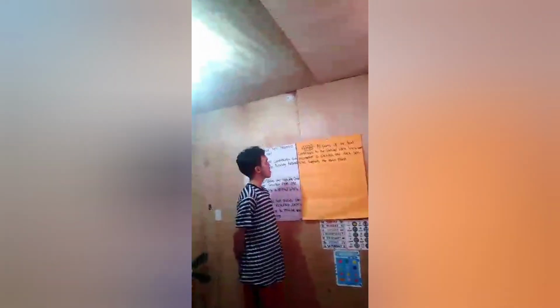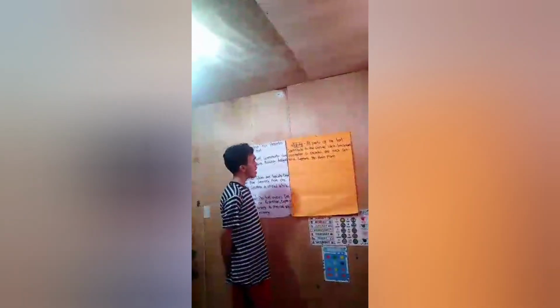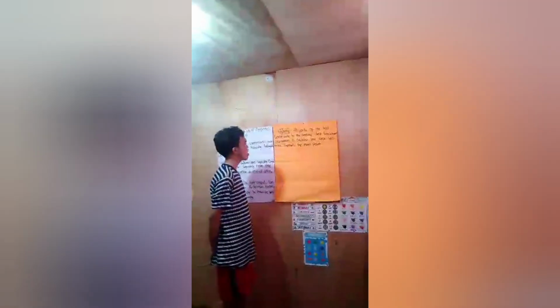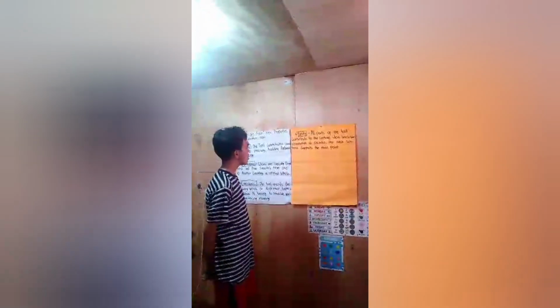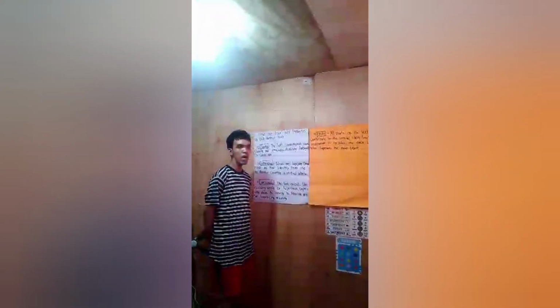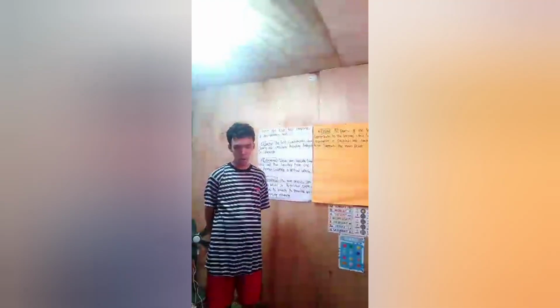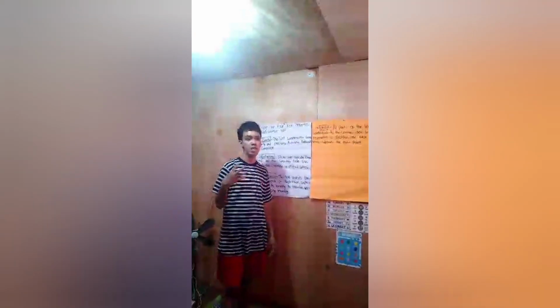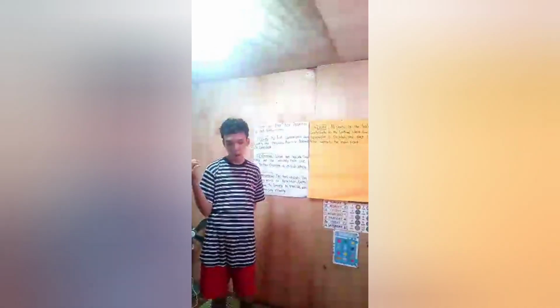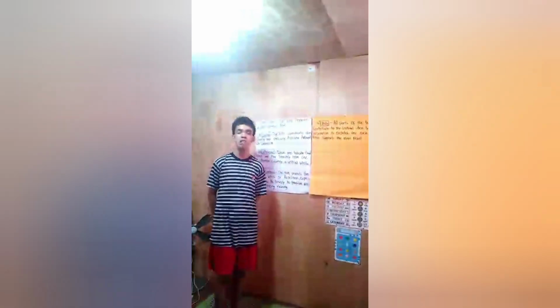Number 4, unity. All parts of the text contribute to the central idea, irrelevant information is excluded, and each sentence supports the main point. So, like for example, eating a balanced diet is essential.